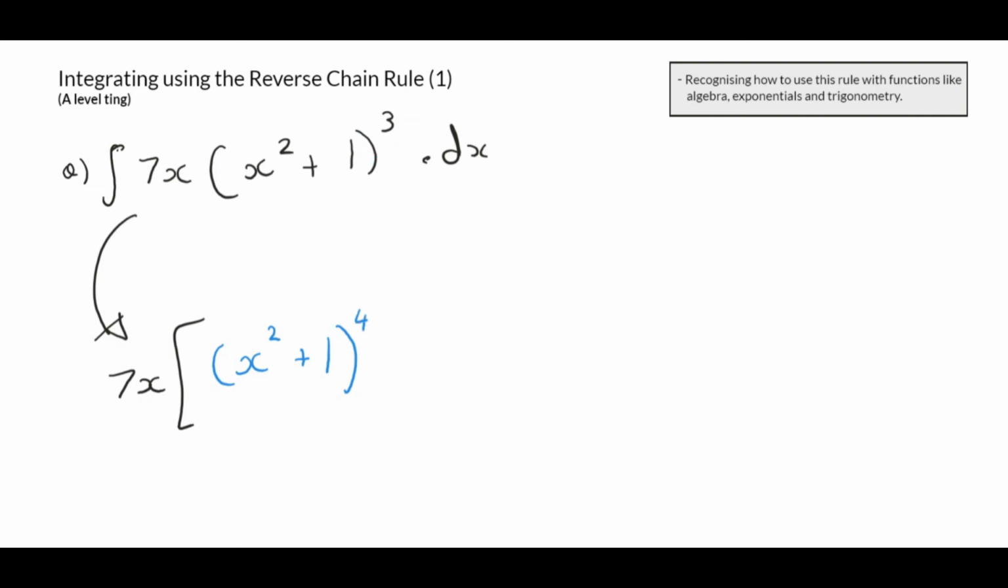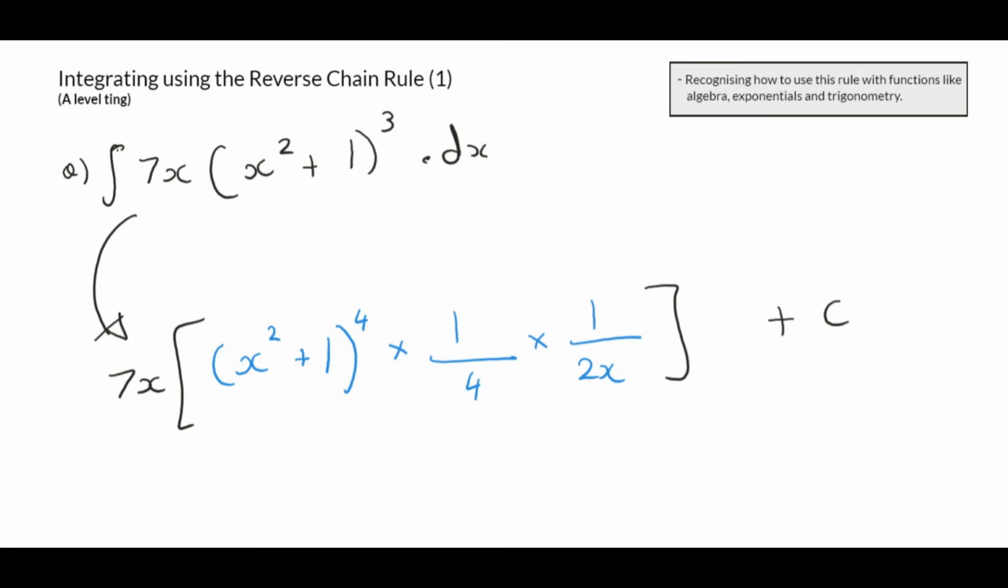The next step is times 1 over the new power. The new power is 4. Times 1 over, what was it again? Oh yeah, the derivative of the inside. So if I differentiate the inside, I get 2x. So I'm going to put 2x. And then remember the plus constant. Okay, that's really important.